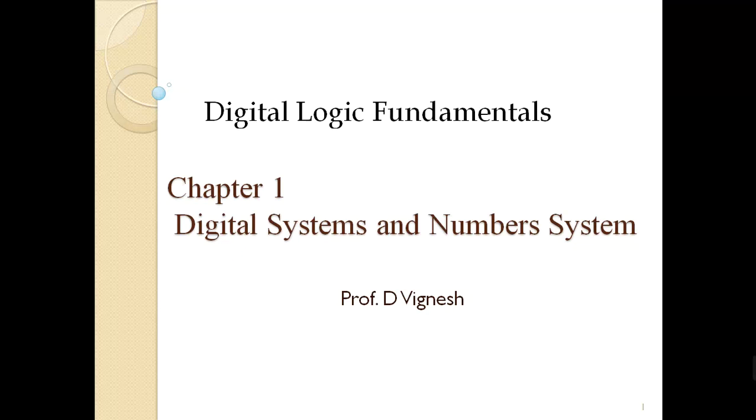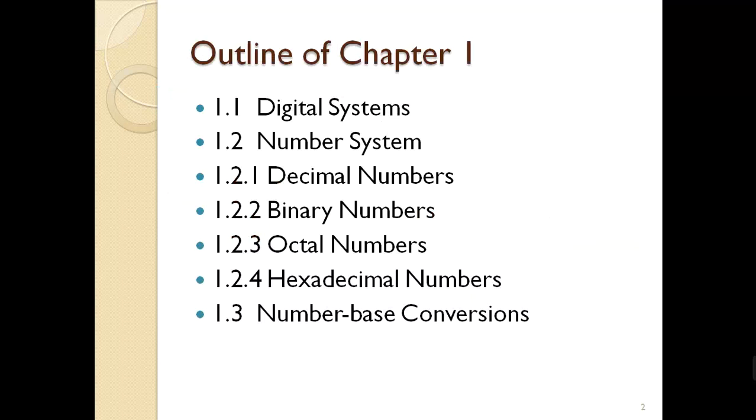Okay, so this is our introduction to the digital system. Now go to next. This is our outline of chapter 1. First, what is a digital system? A digital system can understand only binary numbers, that is 0 or 1, or on and off, also called low and high. Low for 0, then high for 1. So this is known as a digital system.